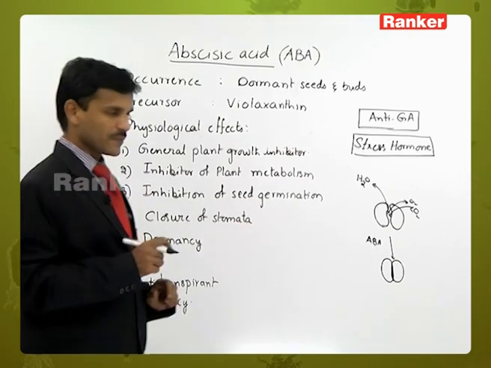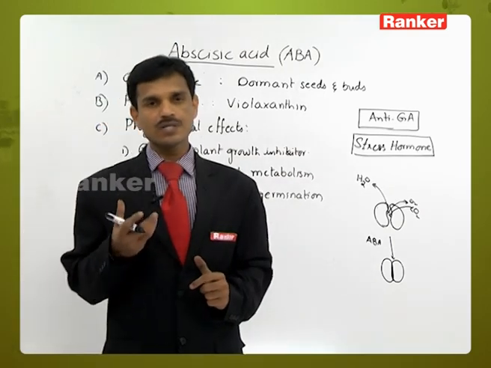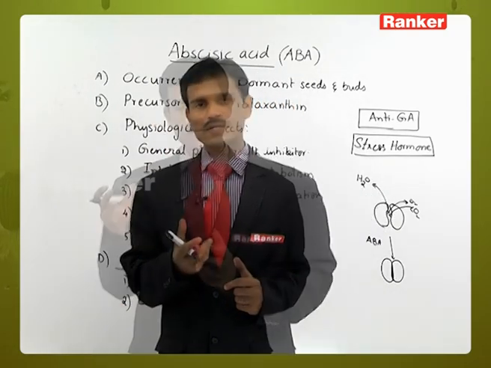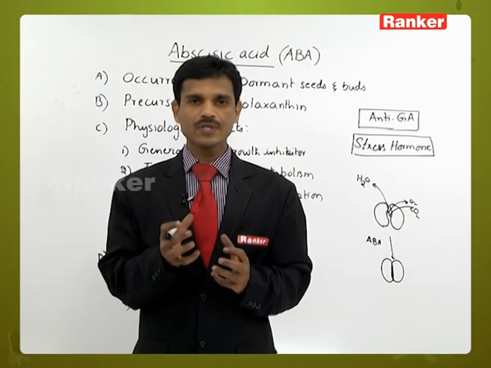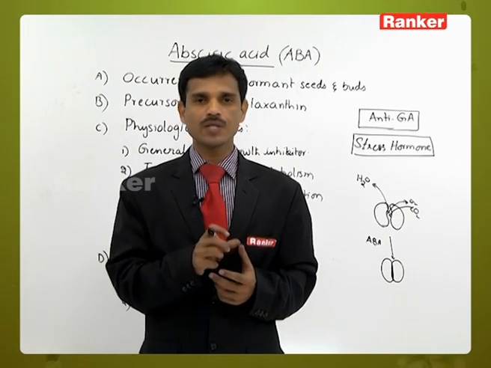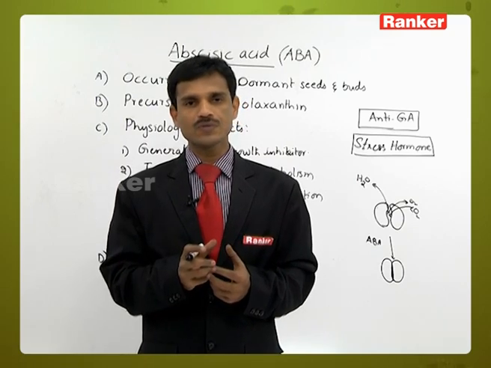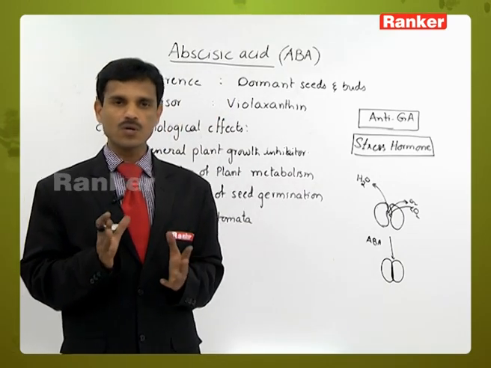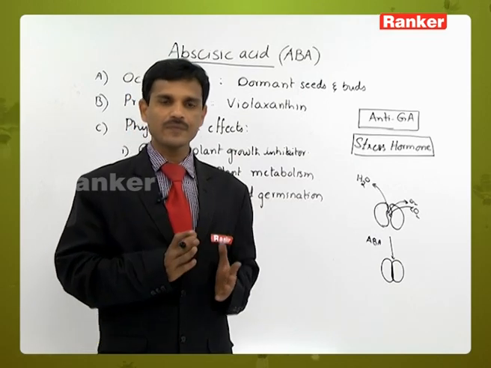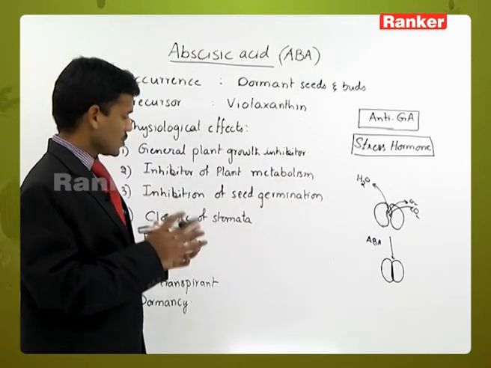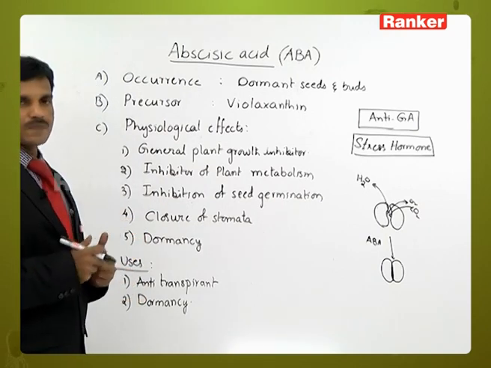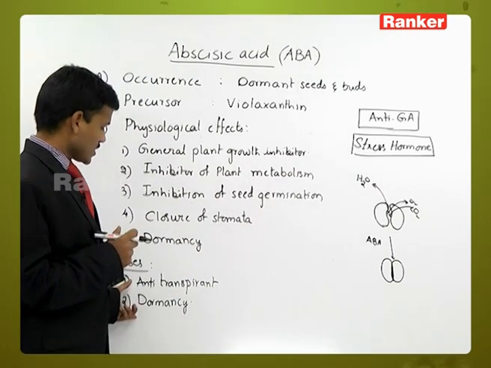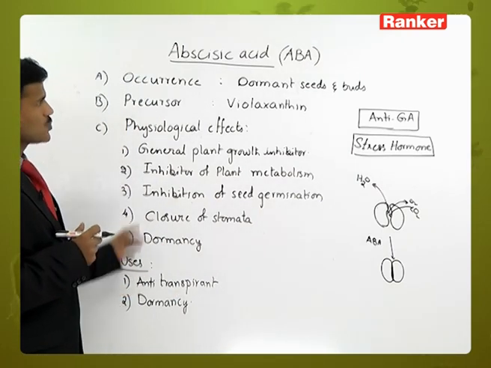Next, dormancy. Why is dormancy a useful aspect? Dormancy means resting phase. After harvesting the crop, if all the seeds germinate immediately, we cannot store them. We store different types of seeds or grains in our houses, in shops, or in godowns. If they germinate immediately, we cannot store them. So dormancy is also a useful aspect. It prolongs the germinating ability. It is induced by abscisic acid.